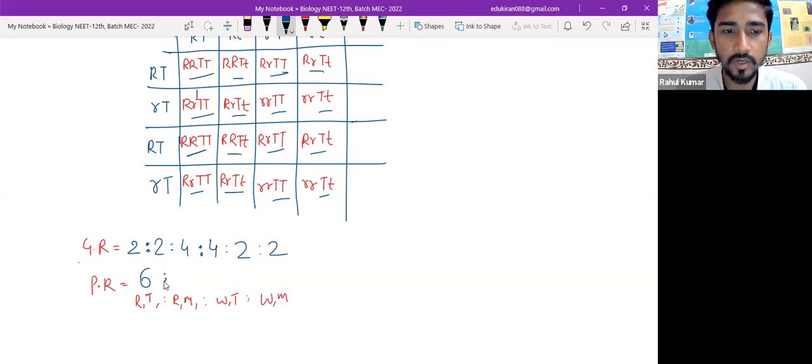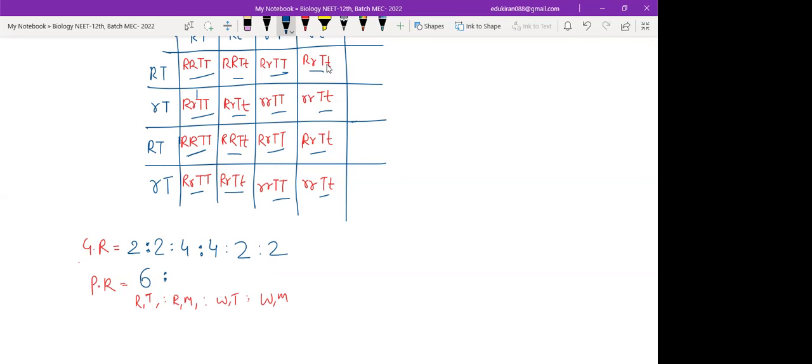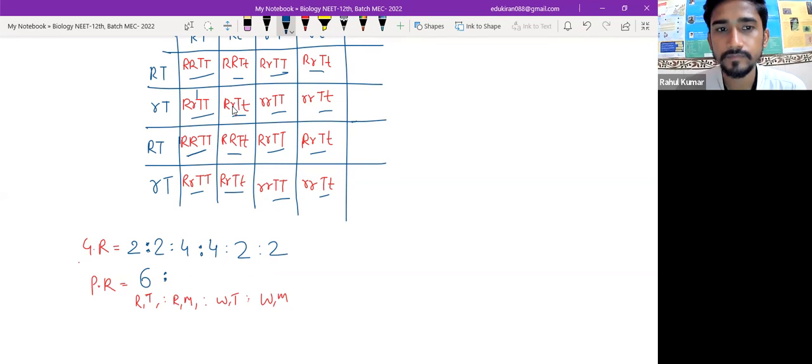Is it clear? Round and tall are 6. Yes, everyone. Round and medium 1, because now capital T small t will be medium, right? 1 medium, round and medium. 2, 3, 4, 5, 6. Correct?